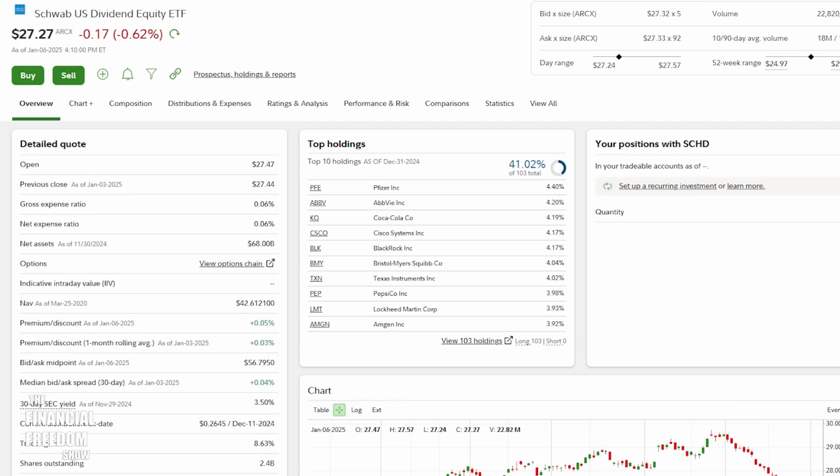Sector concentration. Understand the sectors the ETF is heavily invested in, as some of these have higher exposure to industries like financials or utilities. And tax efficiency. Dividend ETFs can be tax efficient, but be aware of the tax implications of dividend income, especially in taxable accounts.